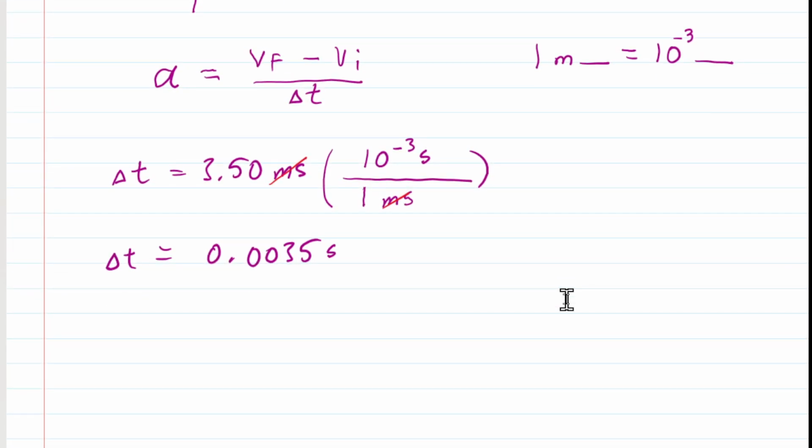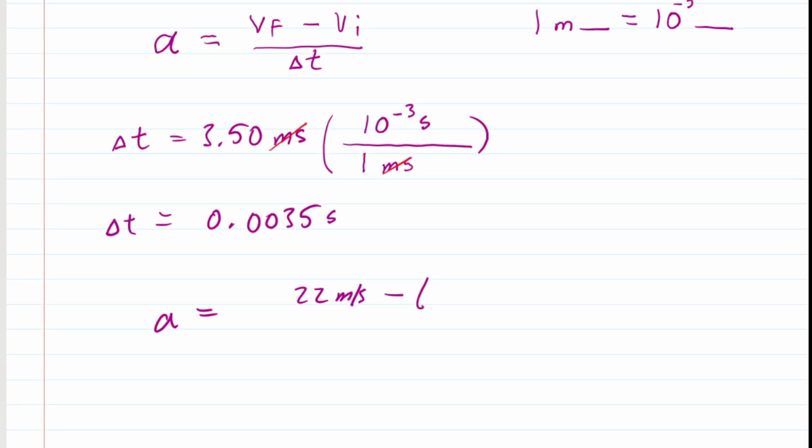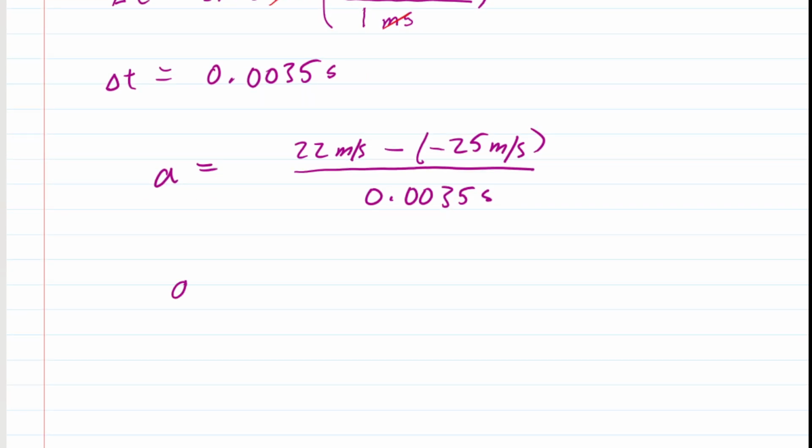So let's come down here and start plugging in all of the values that we have stated. Again, the final velocity was 22 meters per second. So we'll put that in for the final velocity, subtract the initial velocity, which was negative 25 meters per second. It's not easy to talk and recall all the details at the same time. And then we divide that by 0.0035 seconds. At this point, you can put that into your calculator, and when you do that, you're going to get approximately 13,429 meters per second. So that would be the correct answer.